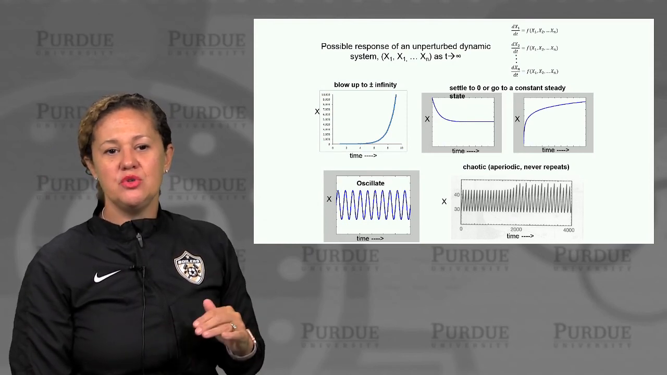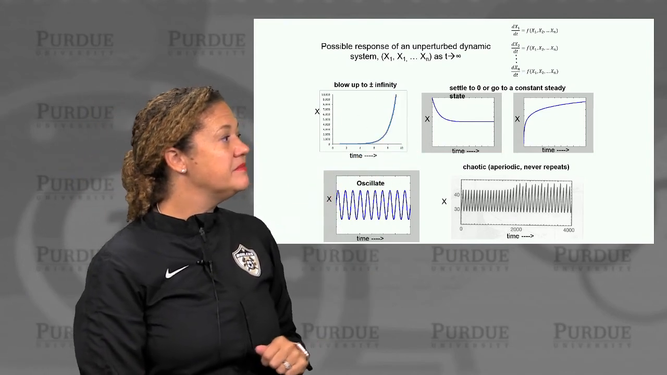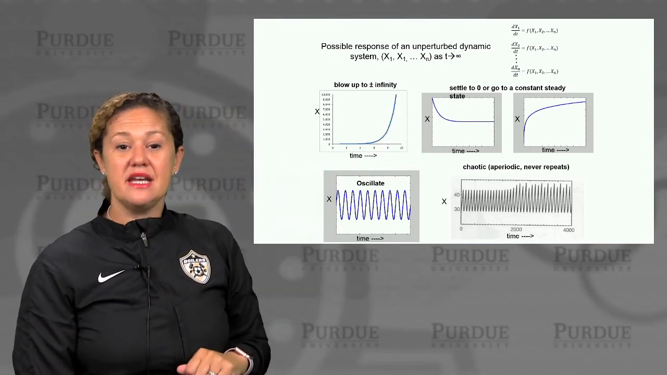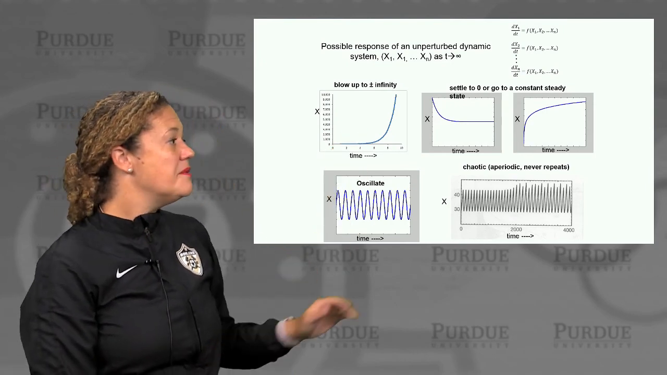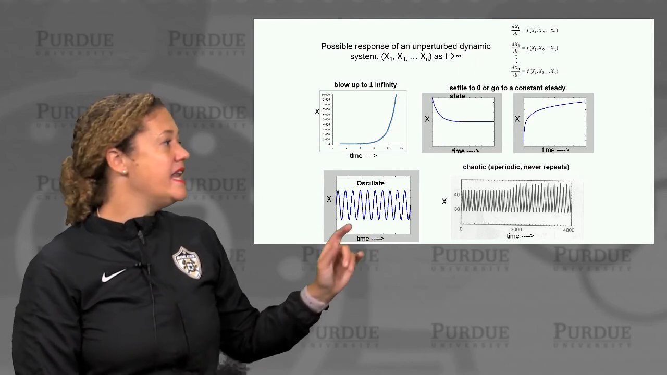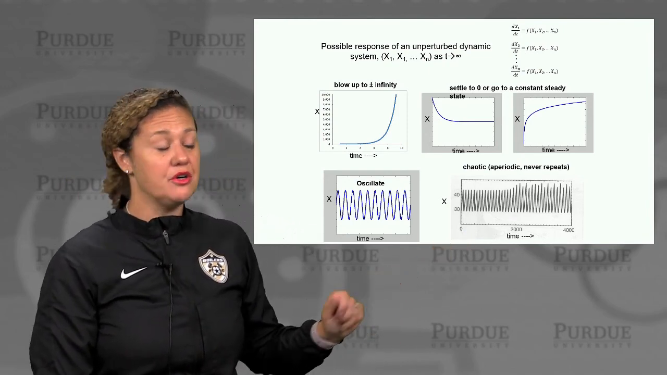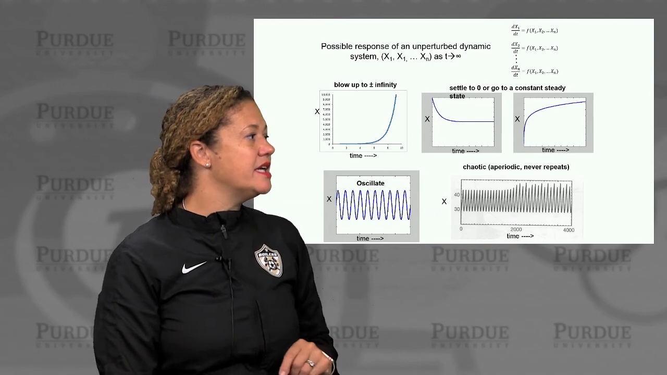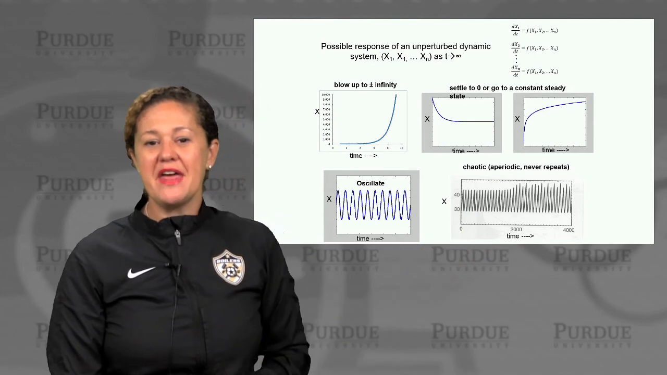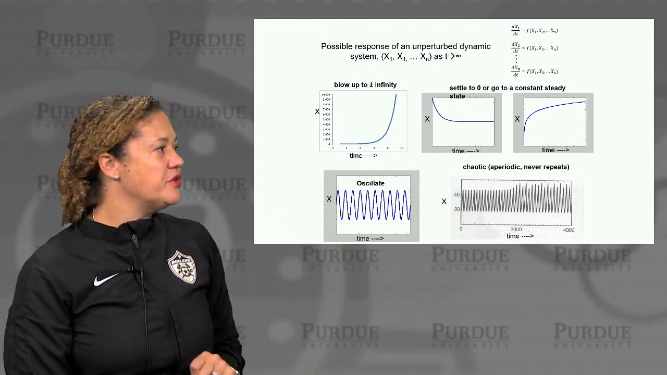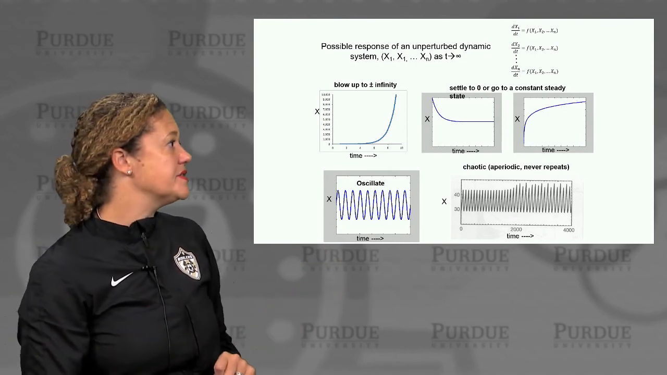What could happen to our x values or our gene product values? Well, it could blow up to infinity. It could settle to a steady state value. That could be a 0 or non-zero constant steady state. But our system could also oscillate and have stable oscillations that go on through infinity unless perturbed. Our system could also take on chaotic behavior or aperiodic behavior that never repeats, but we'll save that one for a different day. And today we're going to focus on oscillations, and particularly stable oscillations inside cells.